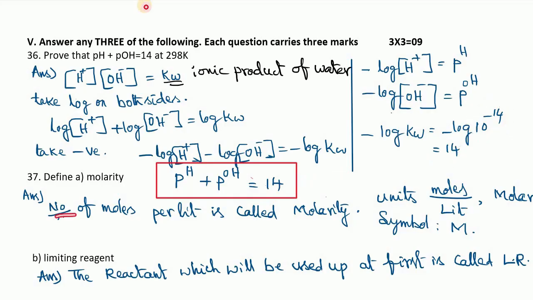Define molarity. Number of moles per liter is called molarity. Its unit is moles per liter, also called molar. Its symbol is capital M, not small m.